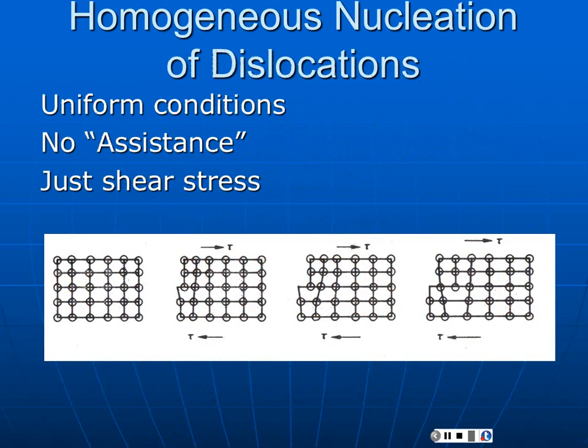Now, there's two ways to make new things. There's homogeneous nucleation. And in homogeneous nucleation, we simply have the required shear stress at the required angle to cause a dislocation to form. And that's homogeneous because the conditions are the same everywhere. Nothing assists.